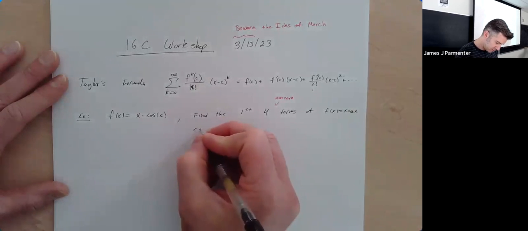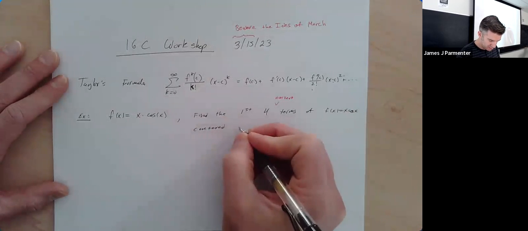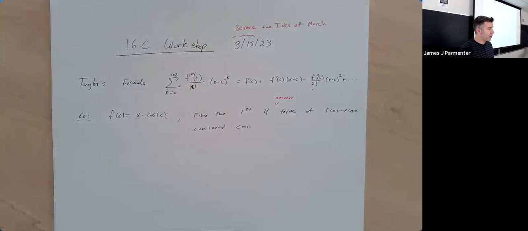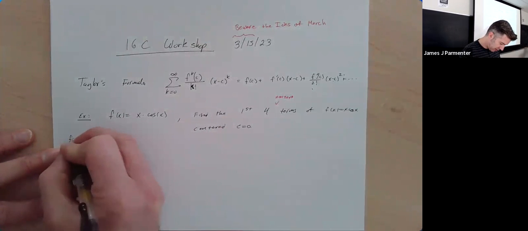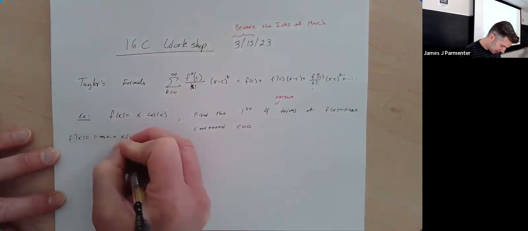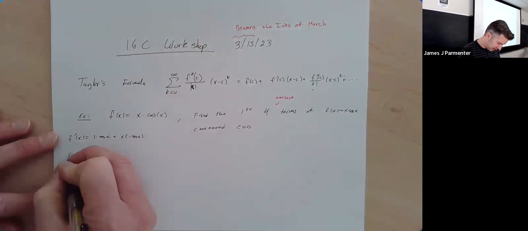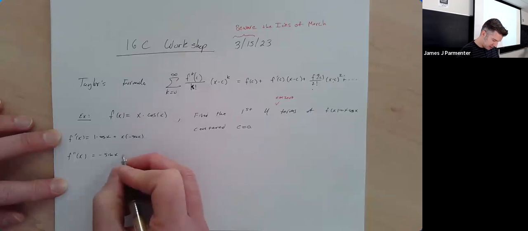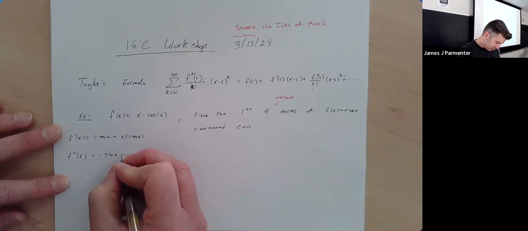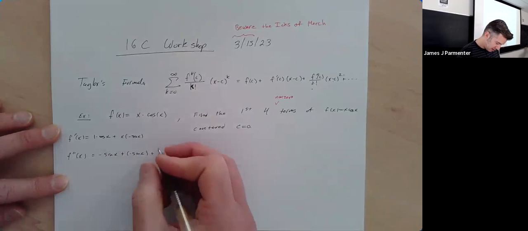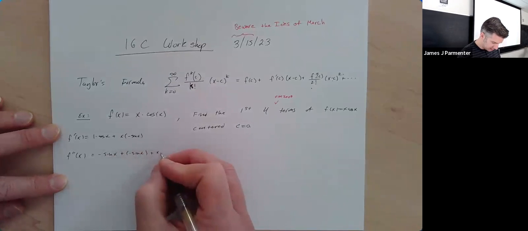Centered at c equals 0. One way you could do this, the long way, would be to start taking derivatives. F prime of x is going to be 1 times cosine of x plus x times negative sine of x. And f double prime of x is going to be negative sine of x, and then the derivative of x times negative sine of x is going to be plus a negative sine of x, and then plus an x times the derivative of negative sine of x, which is cosine of x.